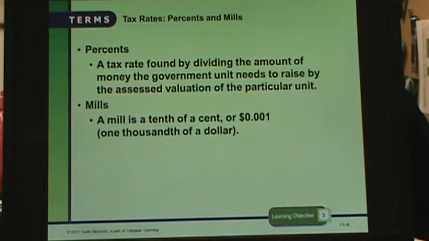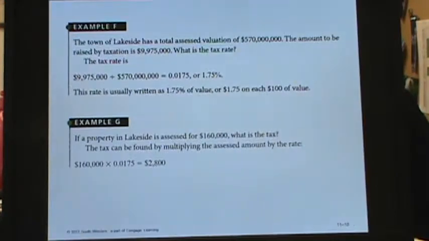Tax rates, percents, and mills. A percent is a tax rate found by dividing the amount of money the government unit needs to raise by the assessed valuation of the particular unit. And a mill is a tenth of a cent, which is a thousandth of a dollar, and it looks like 0.001. So with percents, we're finding the tax rate, the amount of money the government needs to raise relative to assessed valuation.